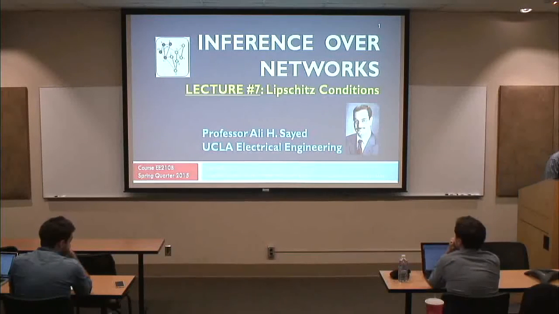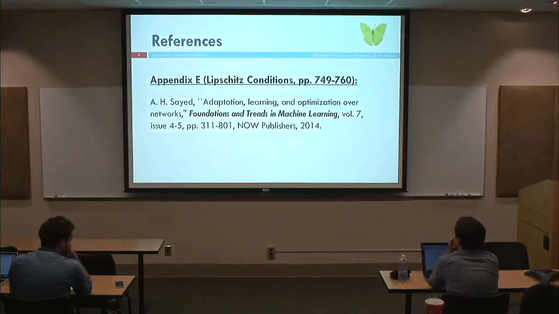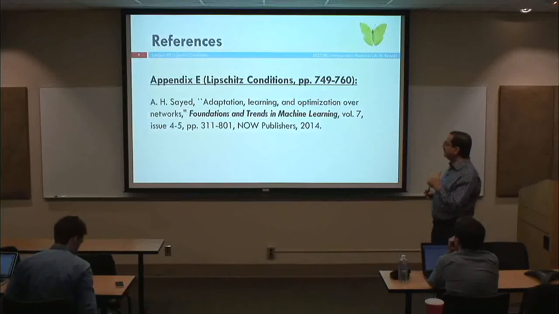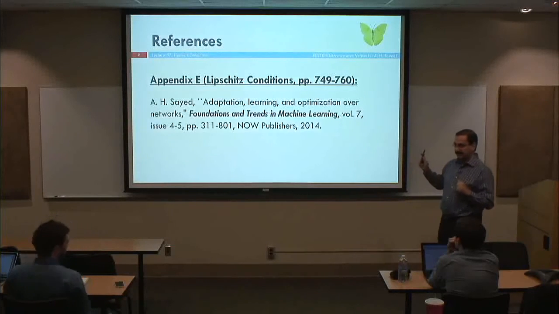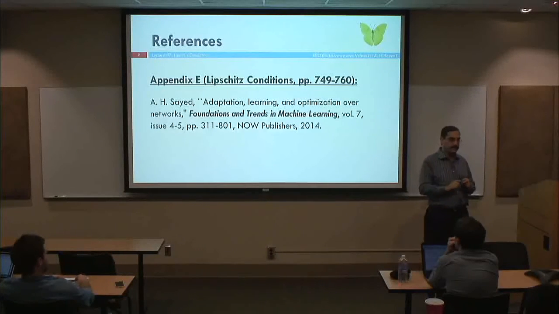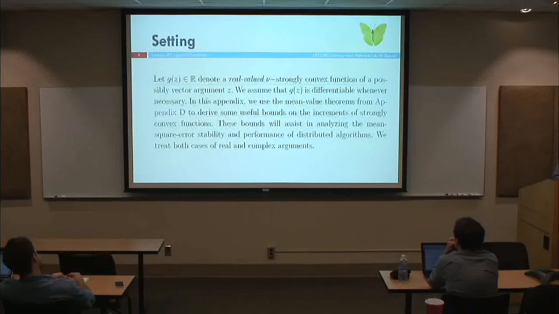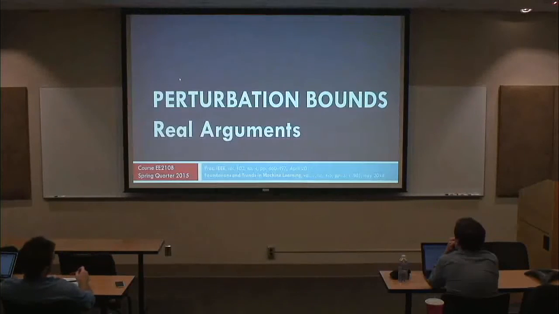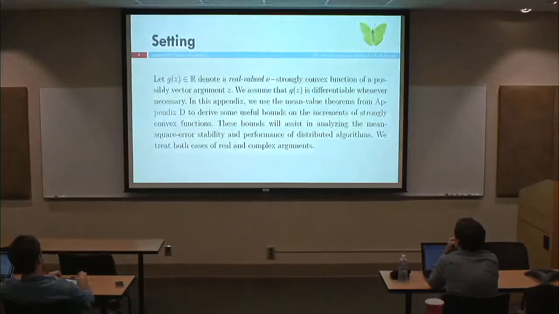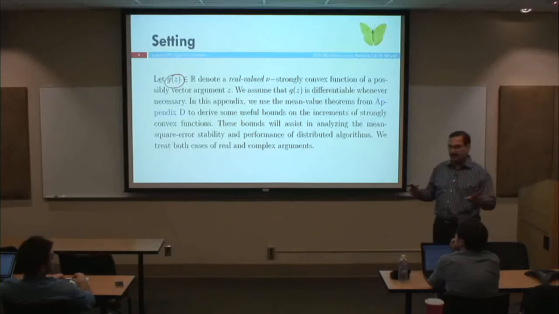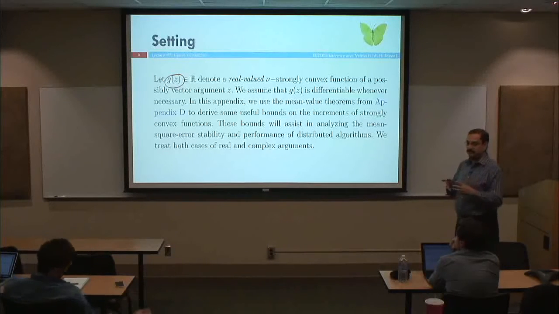Now, if you remember last time, I talked about mean value theorems. That was Appendix D in the text. The material for today is based on Appendix E. What we did last time, I started with a function g of z, a real valued function. It wasn't necessarily convex. I just required it to be differentiable.